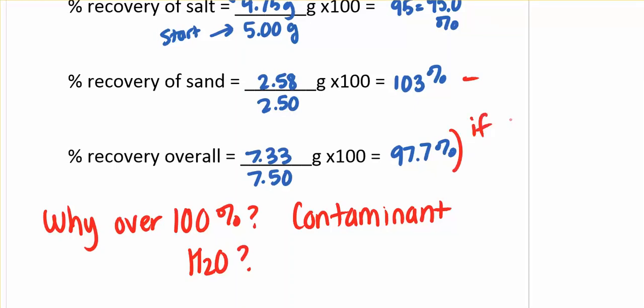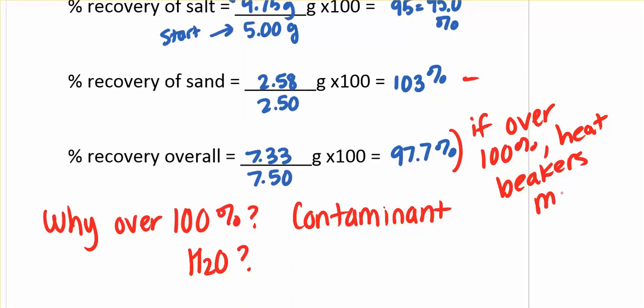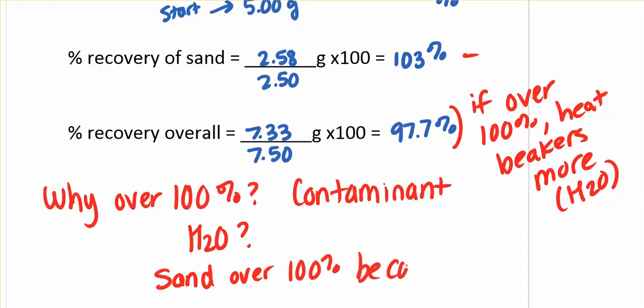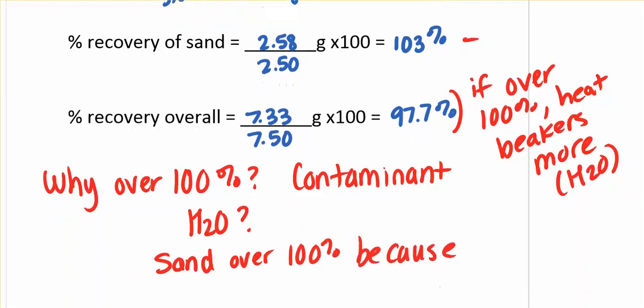If this number comes out over 100, I would expect you to go back and heat those beakers some more, both your sand and your salt beakers, to get rid of the extra water. That would be because there's extra water. But if the sand comes out over 100, it's not because of water. It doesn't have to be because of water.